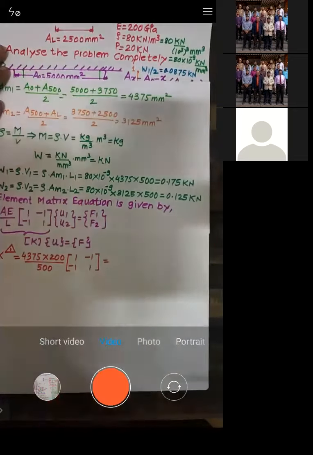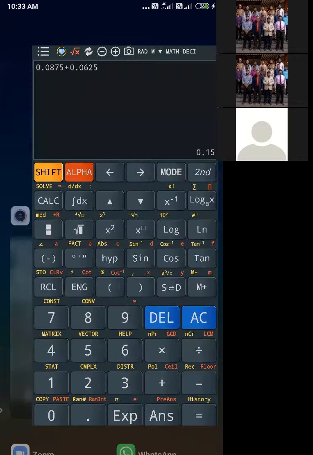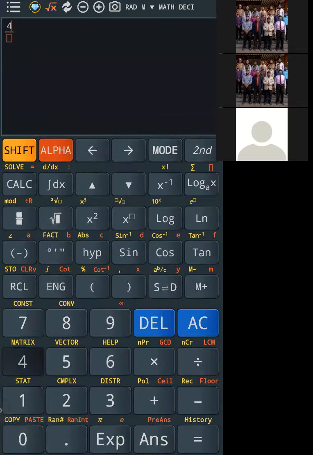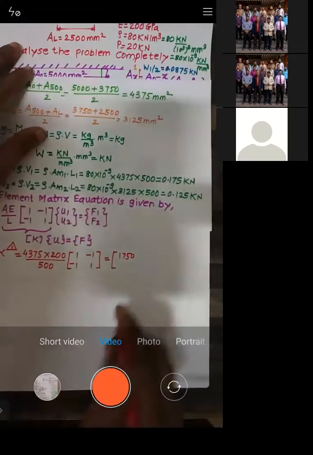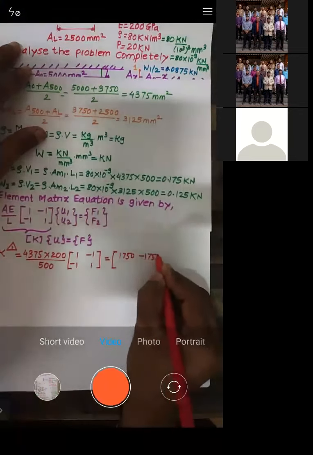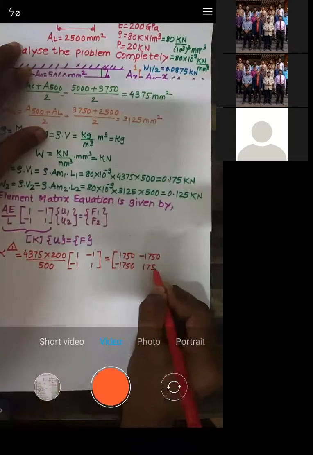What is the value which we are getting? All of you should do the calculation and let me know. 4375 multiplied by 200 divided by 500. So it's coming as 1750, right? So we'll multiply that 1750, and this is to be multiplied inside. So this is 1750, minus 1750, minus 1750, and 1750, right?